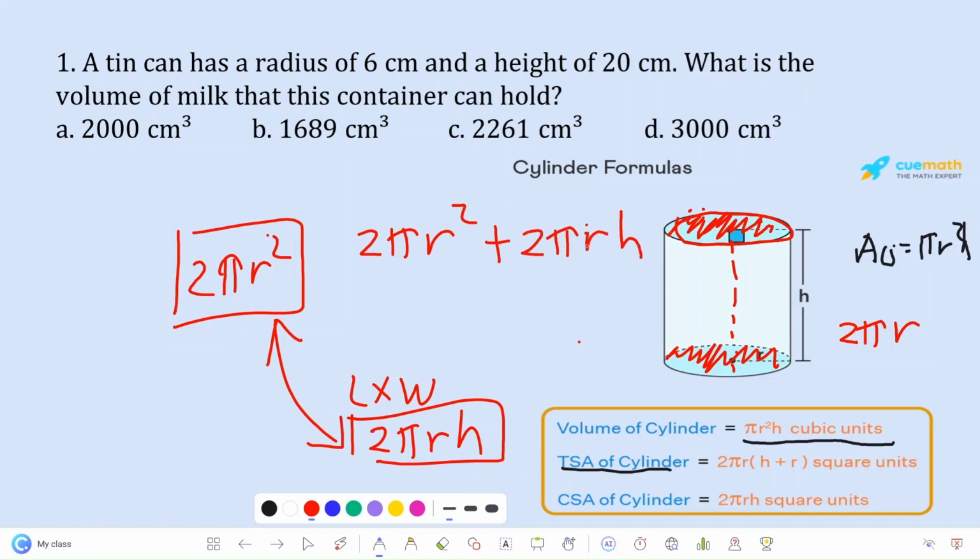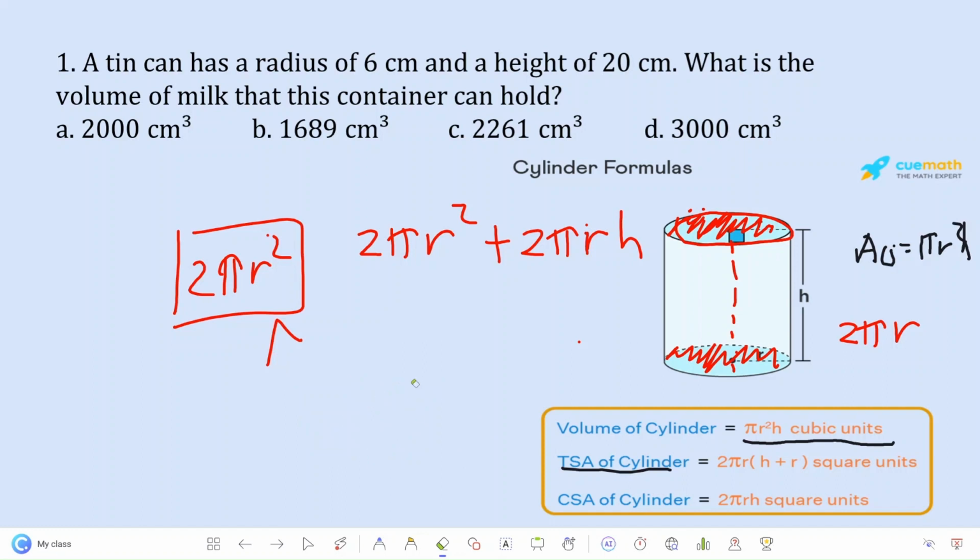Ngayon, pwede mo ma-factor dito ang common term sa kanila. Ano bang common term sa kanila?